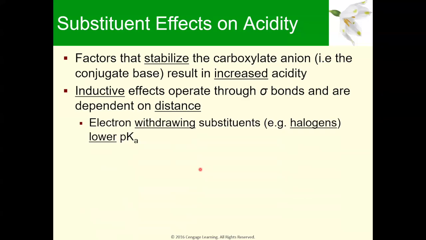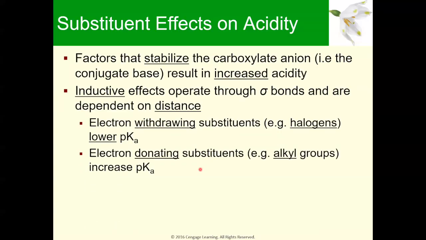So electron withdrawing substituents, things like halogens, anything that can pull electron density towards itself, that's going to make it more acidic, which remember is a lower pKa. And then, as I said, just the opposite with the electron donating substituents. Those would be things like alkyl groups, methyl, ethyl, t-butyl, anything with lots of carbon and hydrogen in it, that's like electron donating. So that's going to increase the pKa.